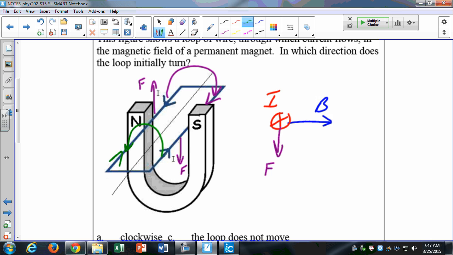So now my forces, I'll have one force going in this direction and another force going in this direction. So what's going to happen to this coil when it flips over? It's going to flip back over. That's not a very useful electric motor, right? If I have a coil of wire that flips over and then flips back over.